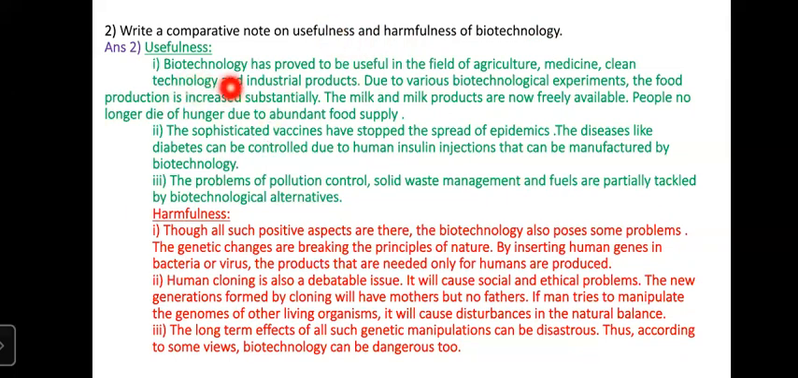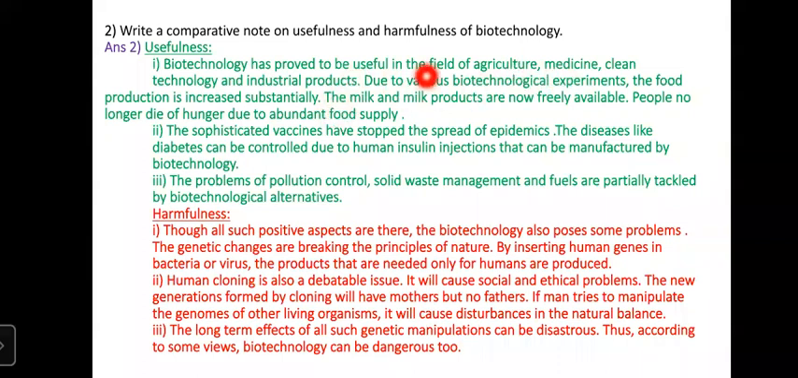See, first point, biotechnology has proved to be useful in various fields, isn't it? Like agriculture, medicine, clean technology, and industrial products. Now, due to these various biotechnological experiments, the food production is increased substantially. Even milk and milk products are now freely available. People no longer die of hunger due to abundant food supply. You can see how biotechnology has impacted, especially in the field of agriculture.